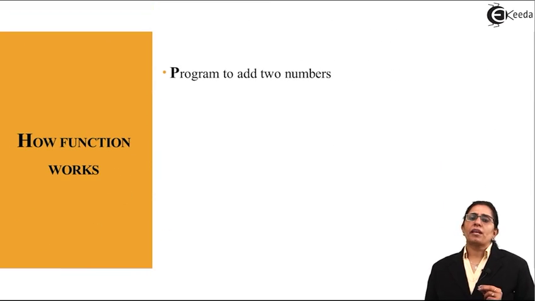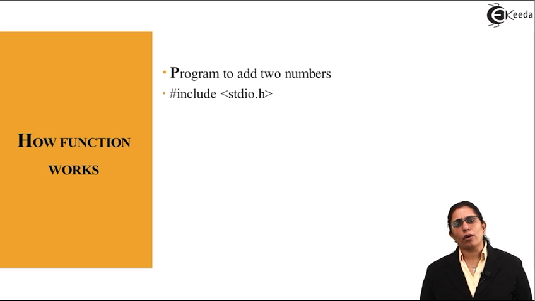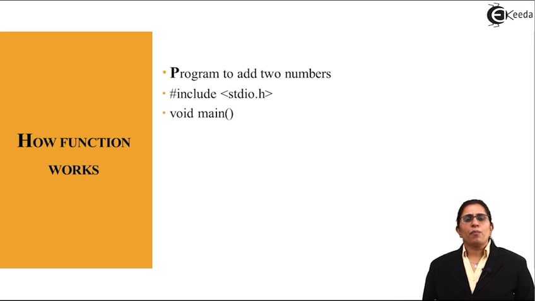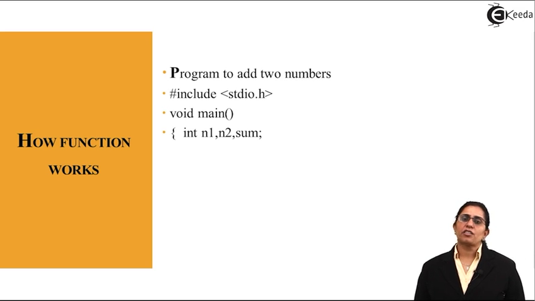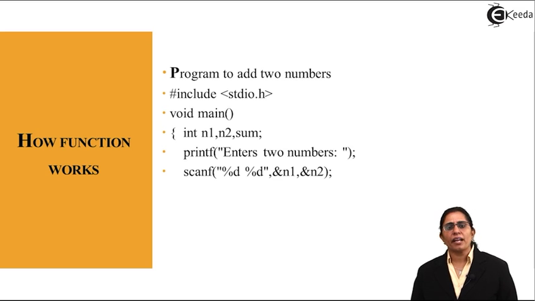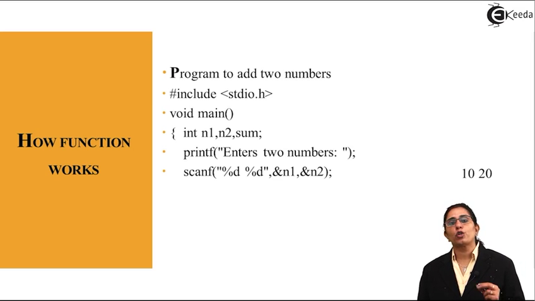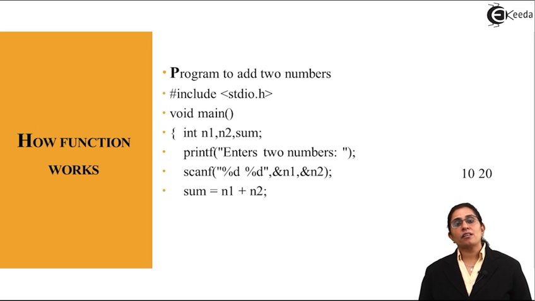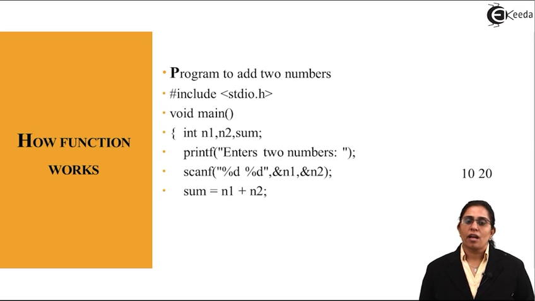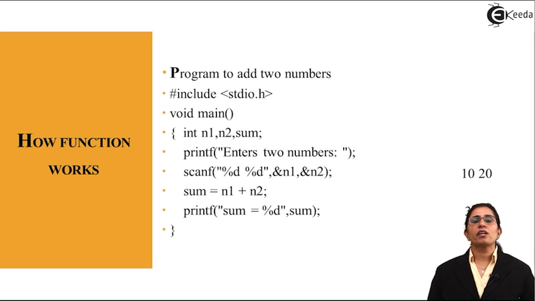Now let's take a very simple example to add two numbers. Because it is a C program example, we first write the header file and a simple main function. We declare the integer variables n1, n2 and sum. We enter the two numbers using the printf statement, and scanf with &n1 and &n2. Let's say we enter 10 and 20. The next step is sum is equal to n1 plus n2. We are adding the two values, and we print the sum as 30. So this is a small program without using functions.